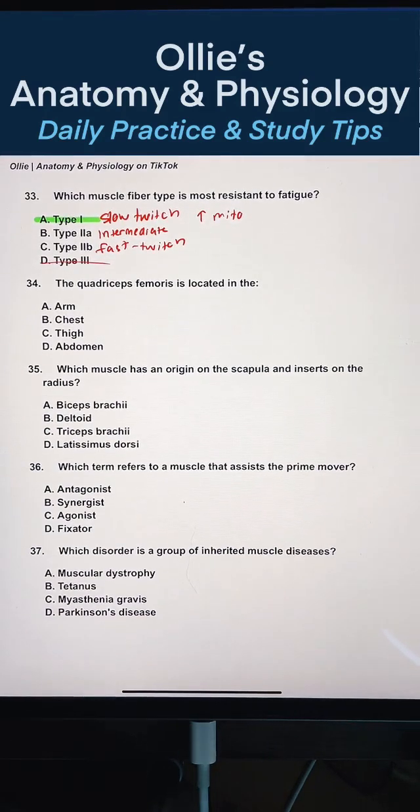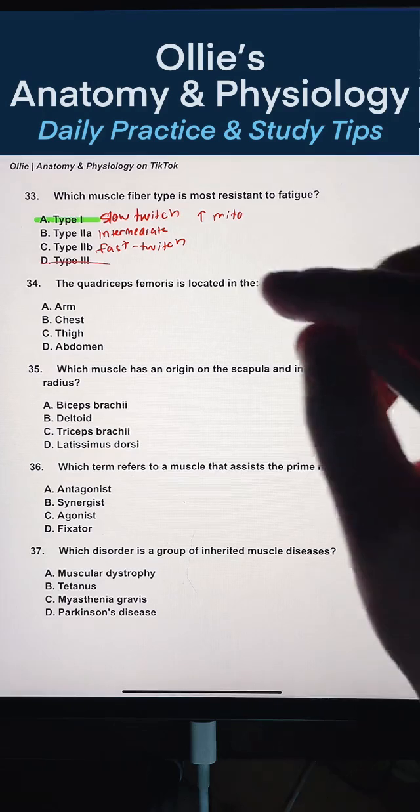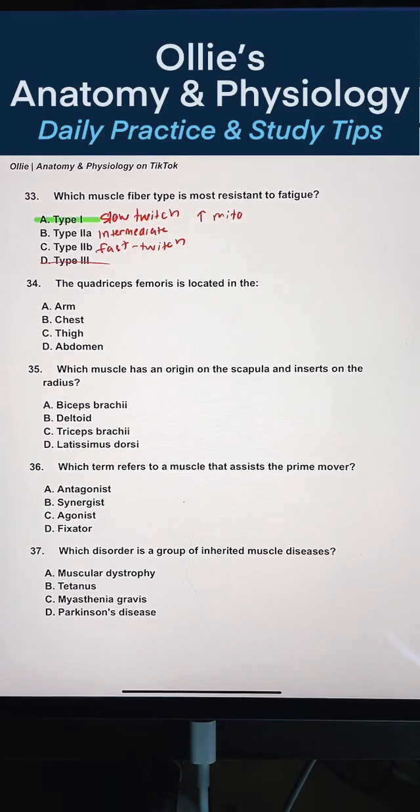Number 34, the quadriceps femoris is located where? A, B, C, or D? Where is the quadriceps femoris located? A, B, C, or D? What do we think?